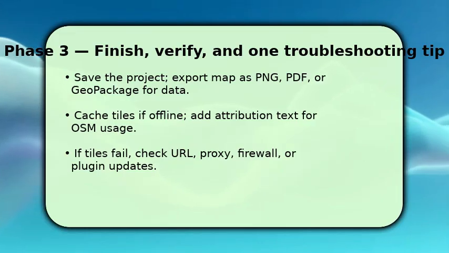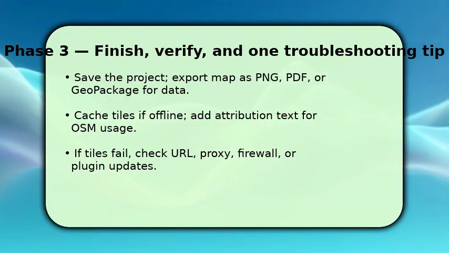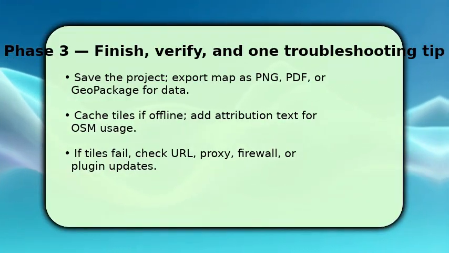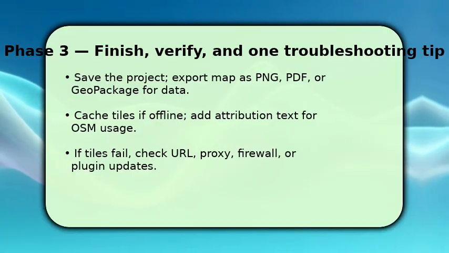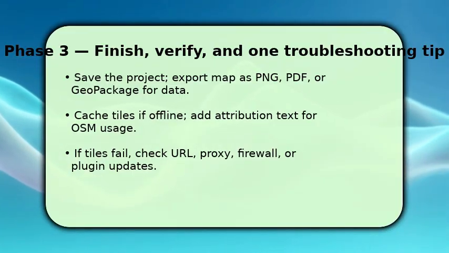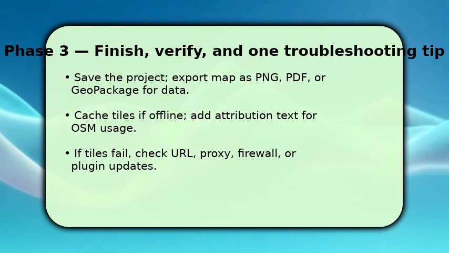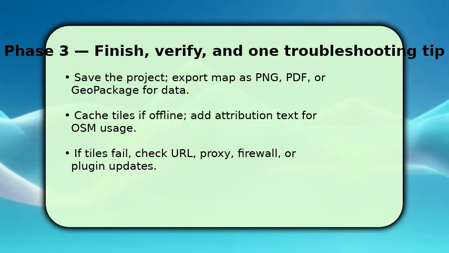Finally, save your QGIS project and export what you need, a PNG, PDF layout, or GeoPackage for vectors, so your work persists. If you anticipate offline work, enable tile caching or use downloaded vector exports to avoid missing base maps. Always include OpenStreetMap attribution on exported maps.